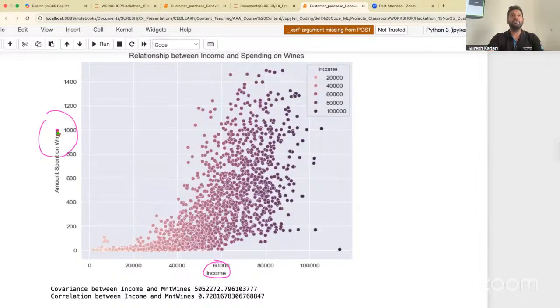If you see the Western market, the correlation between income and monthly wine spending is 0.72. As the income grows, wine spending also goes up. Actually, they do, but in Telangana, it is not like that. It is zero.